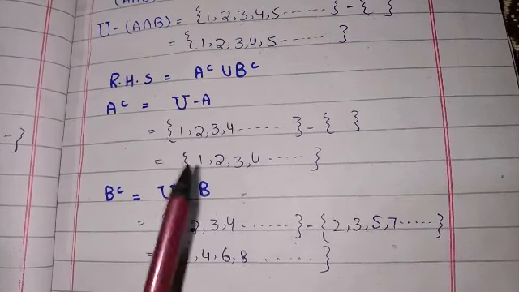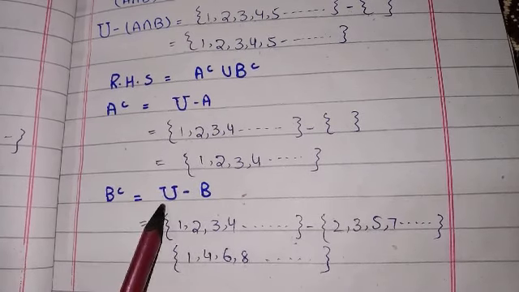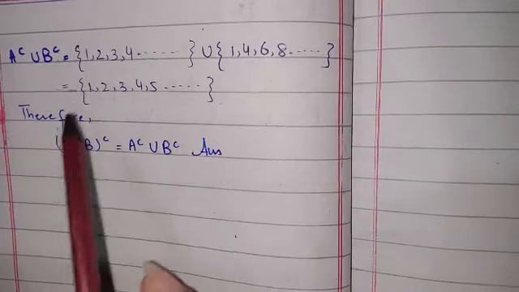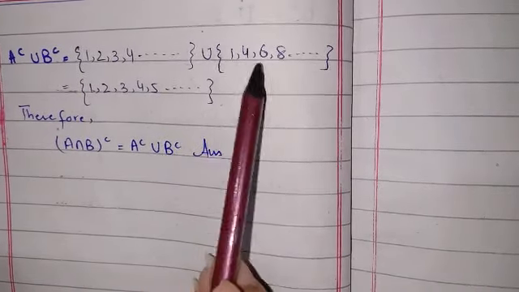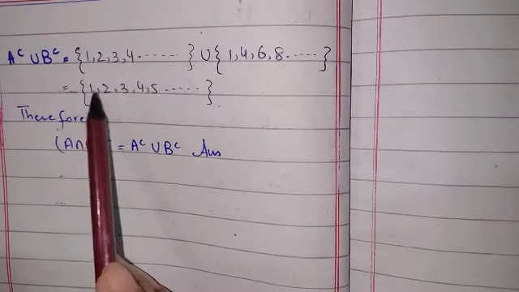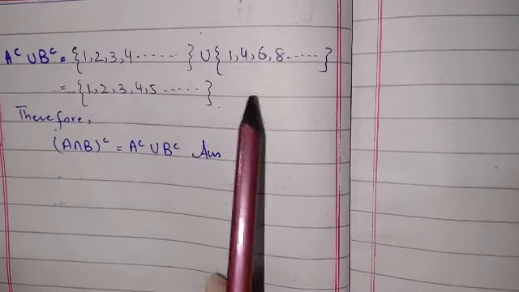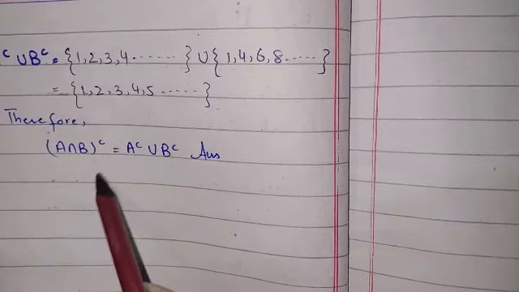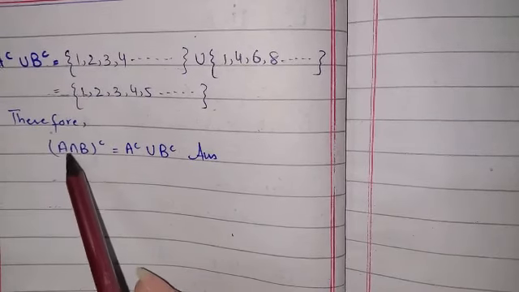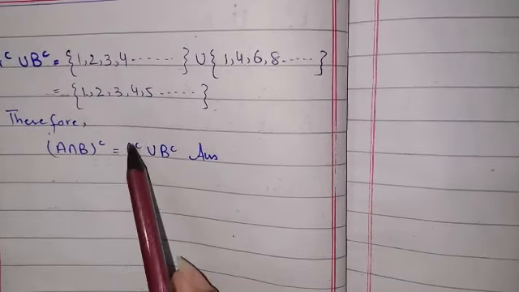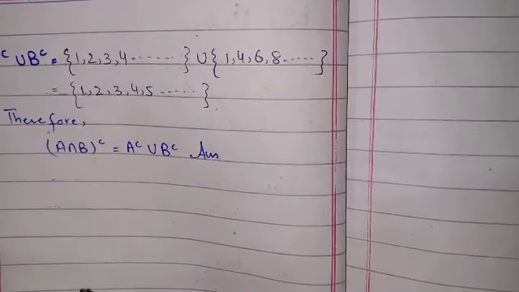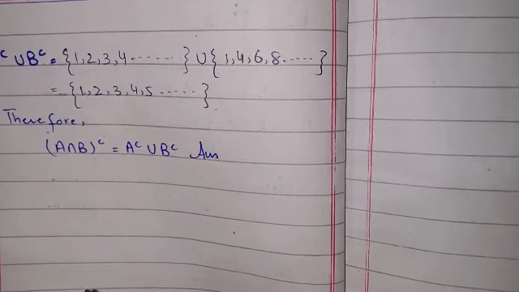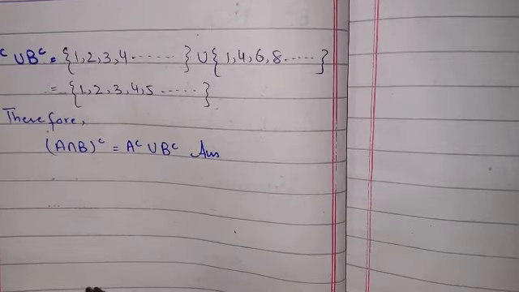Now students, we will find out the union of A complement and B complement. Here is our A complement answer union our B complement answer. We will combine the elements of both, so we will write 1, 2, 3, 4, 5 and so on. As you can see, the answers of both sides are equal, so we will write therefore A intersection B whole complement is equal to A complement union B complement, which is our answer, and we have verified these two laws. I hope students you understand all this question very well.